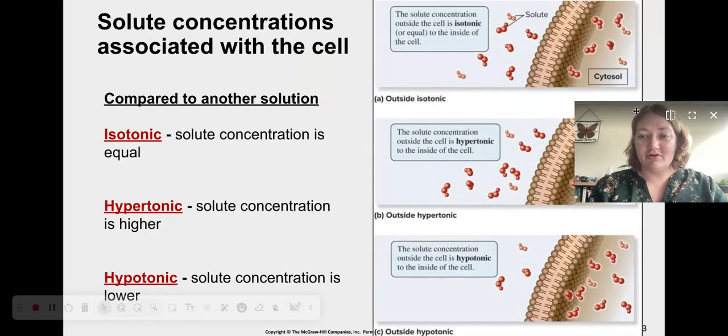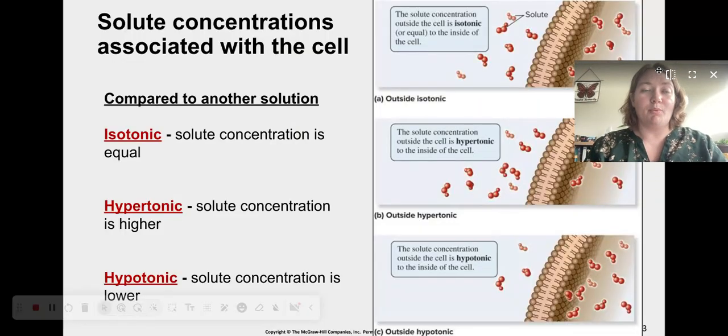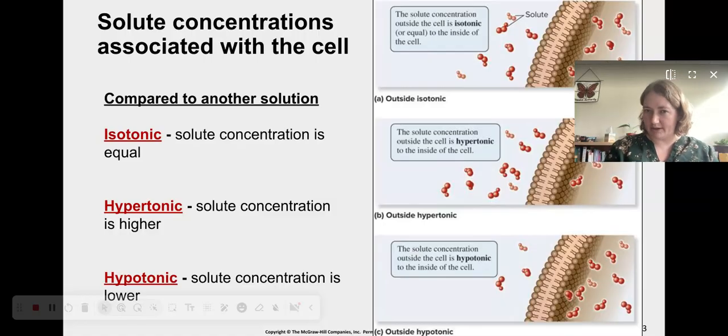All right, so there are some important terms to know when we talk about solute concentrations associated with the cell. These terms only apply when we are comparing two solutions together. We can't just say a solution is hypertonic, which means the solute concentration is higher than the water concentration. If we said the solution was hypertonic, you wouldn't know much. Hypertonic compared to what? You need to compare it to another solution. So let's go over these terms.